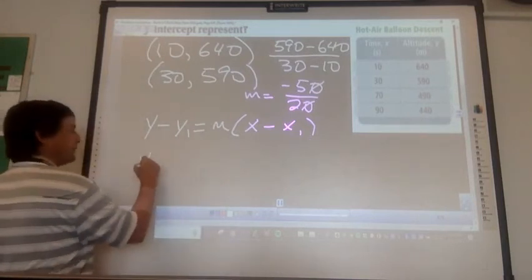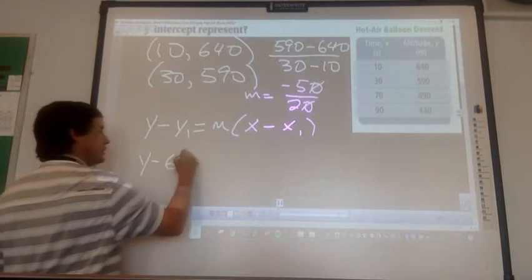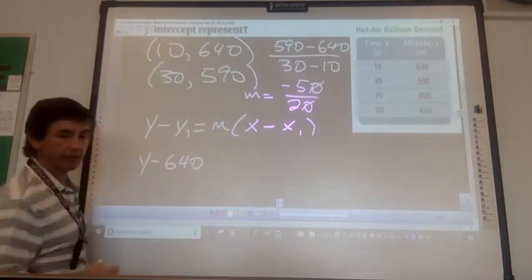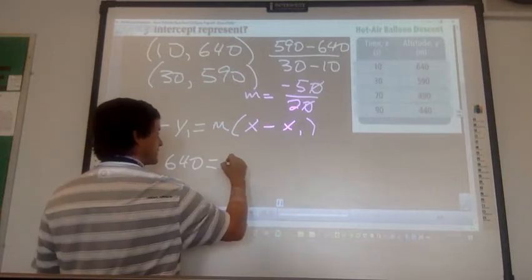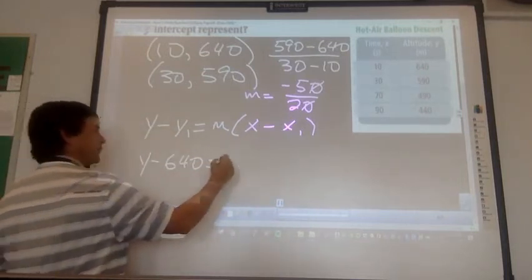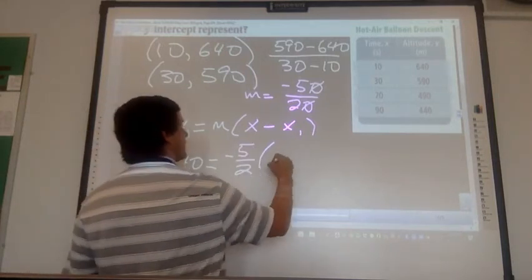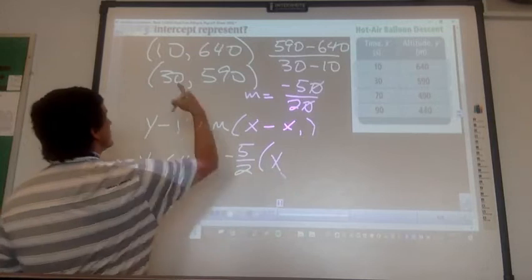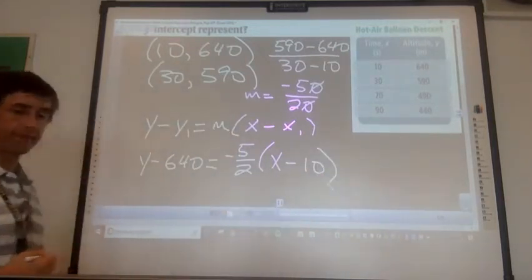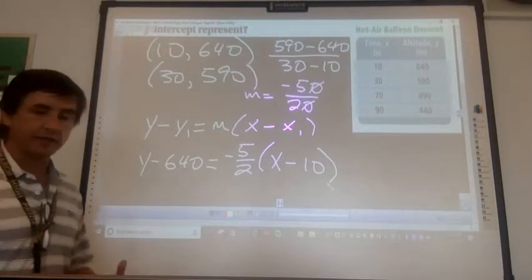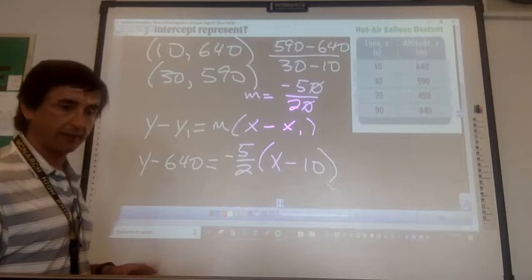So I have opposite signs always. It's positive 640, so it's negative 640 when I plug it in. My slope is negative 5 halves. So y minus 640 equals negative 5 halves times x minus 10. So when I do these things, I'm very deliberate. I'm very careful to make sure I don't screw anything up.